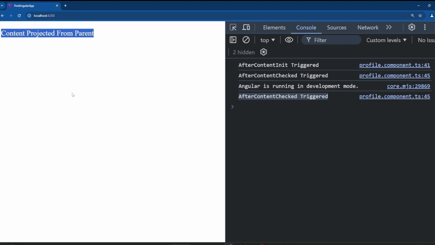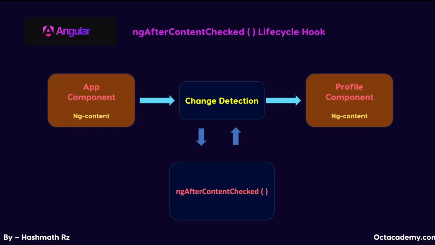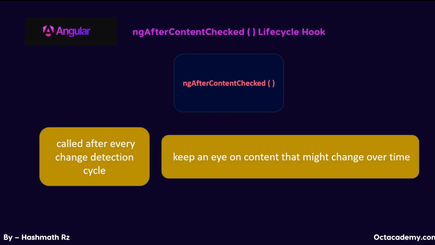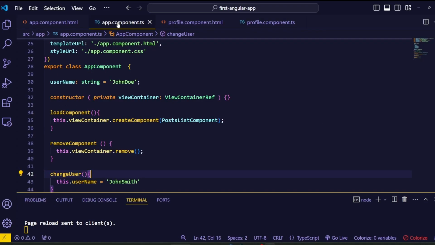Alright, so some of you guys might be wondering, why would I need this hook if I already have NgAfterContentInit? The key difference here is that while NgAfterContentInit is only called once, NgAfterContentChecked is called every time Angular checks for changes in the projected content. So this makes it ideal for situations where you need to react to changes in content over time, not just at the initial load. Wait, I'll show you an example for this.